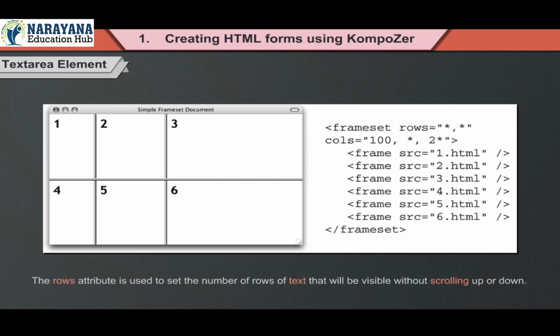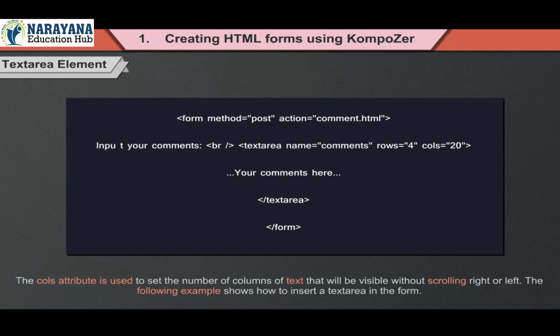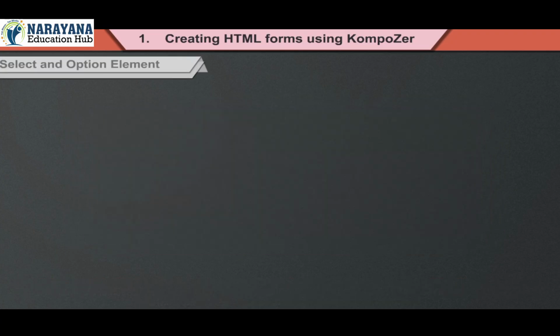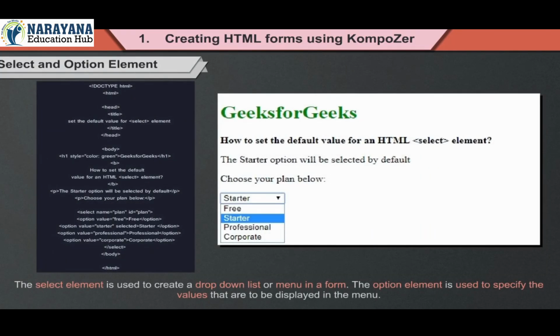The rows attribute is used to set the number of rows of text that will be visible without scrolling up or down. The cols attribute is used to set the number of columns of text that will be visible without scrolling right or left. The following example shows how to insert a text area in the form. Select and option element. The select element is used to create a drop-down list or menu in a form. The option element is used to specify the values that are to be displayed in the menu.